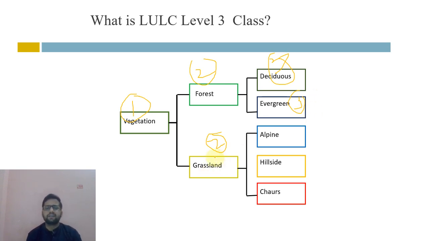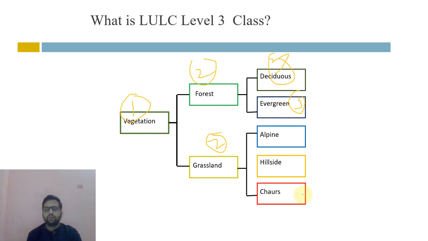So grassland is divided into three categories: one is alpine, another is hillside and another is terai. Alpine means the high altitude where grassland grows. For example, in the Himalaya region, grassland growing at high altitude is called alpine. Hillside means the mid altitude of any hilly region, for example in the Himalaya region, mid altitude where hillside grassland grows. Terai, the foothill of the Himalaya region where grassland grows, is called terai.